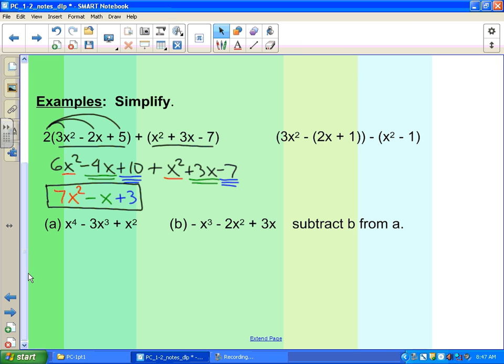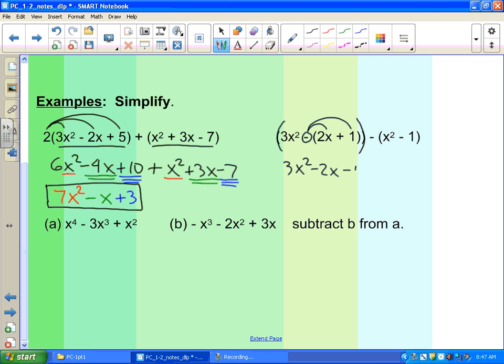All right, in this next one, we have within this parenthesis here, the larger one, we have some work to do. We have this negative that's going to distribute inside and change all of the signs of that 2x plus 1 quantity. And so I have 3x squared minus 2x minus 1 now within this parenthesis. And once again, we have another negative out here. It's going to change the sign of that binomial. Make it negative x squared plus 1 this time.